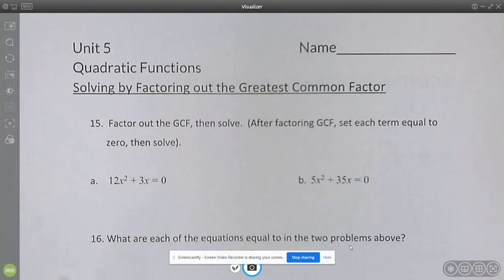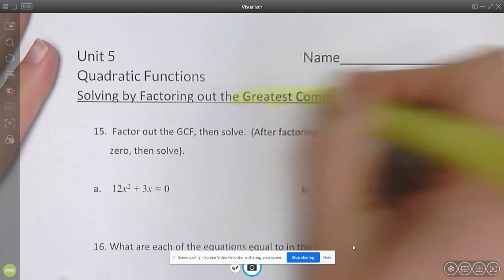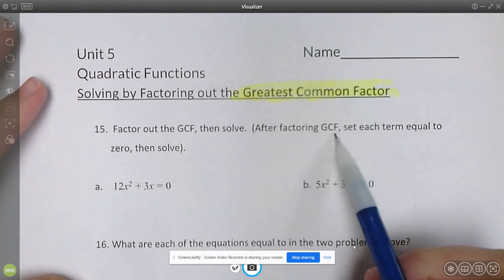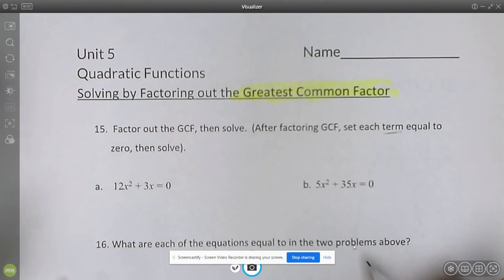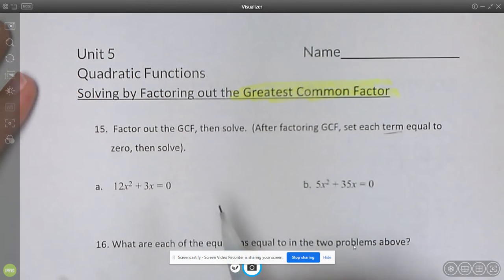All right, so this is going to be form 3 of solving. This one deals with solving by factoring out your greatest common factor. The first problem says factor out the greatest common factor, then solve. So after factoring the GCF, set each term, and term just means you're multiplying or adding and subtracting things, equal to 0, then solve.